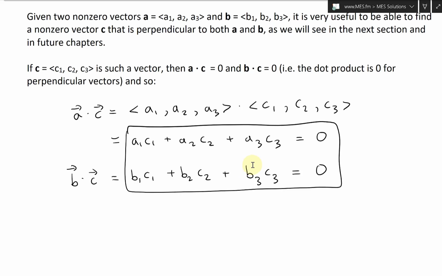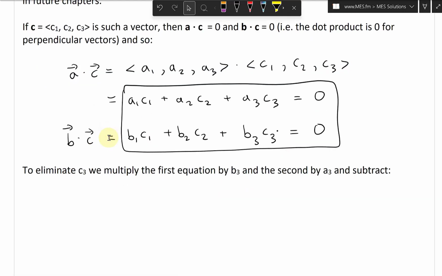So we're going to work with this and then eventually find the C1, C2, and C3 terms for the C vector, given these two formulas. All right, so let's continue further. To eliminate C3, we multiply the first equation right here by B3, and then the second one by A3. Then we'll subtract. When we multiply, the A3 B3 terms are the same, so you can cancel these out when you subtract.